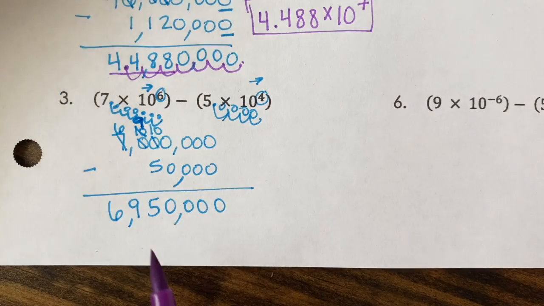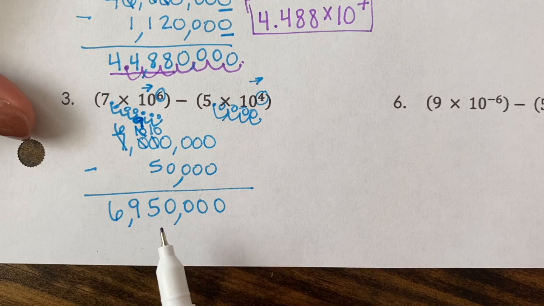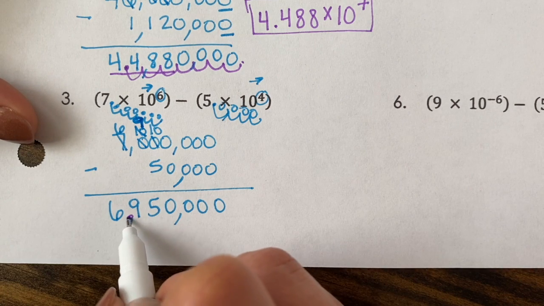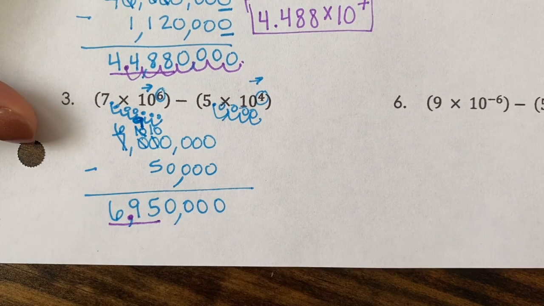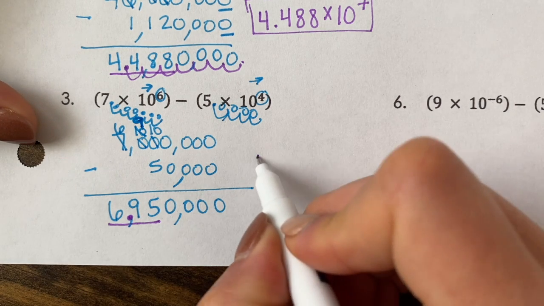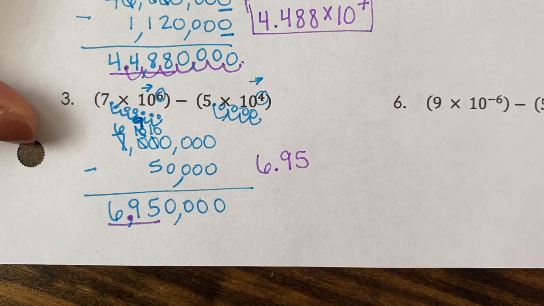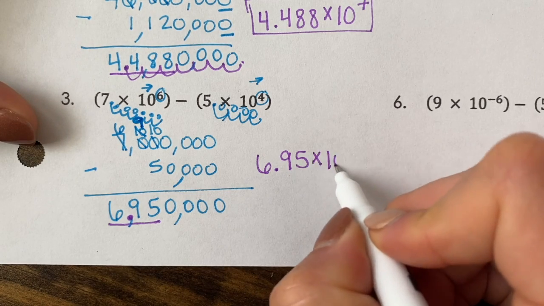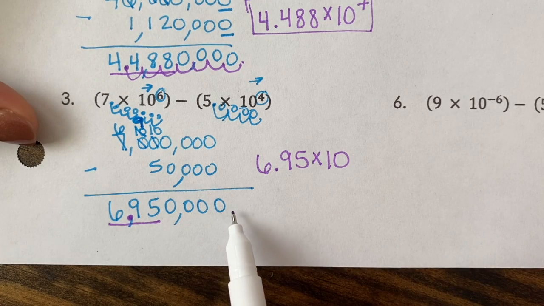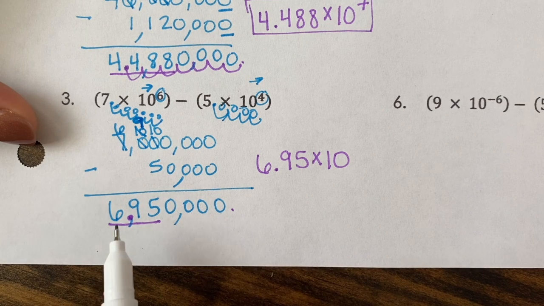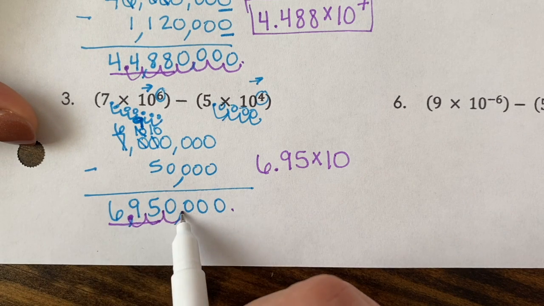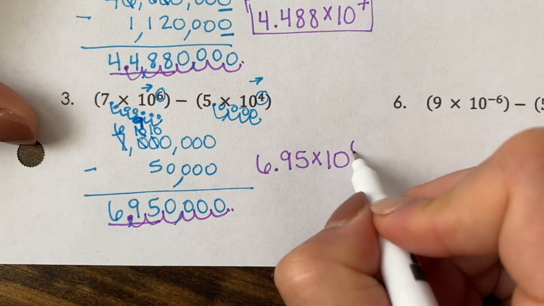The only thing that we have to do is write this number in scientific notation. We're going to put our decimal here. 6.95 is a number equal to or greater than 1, but less than 10. Times 10 is always next. And then our original decimal is here. You're just going to count from where you moved it. 1, 2, 3, 4, 5, 6.